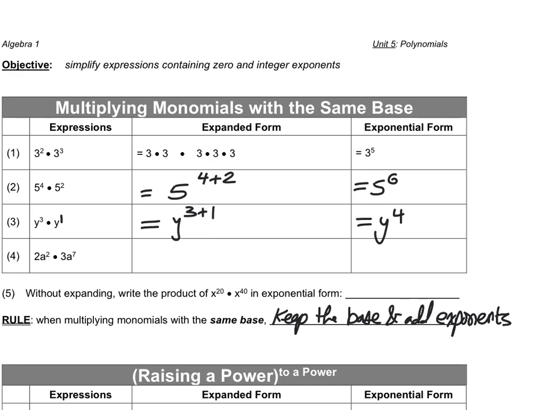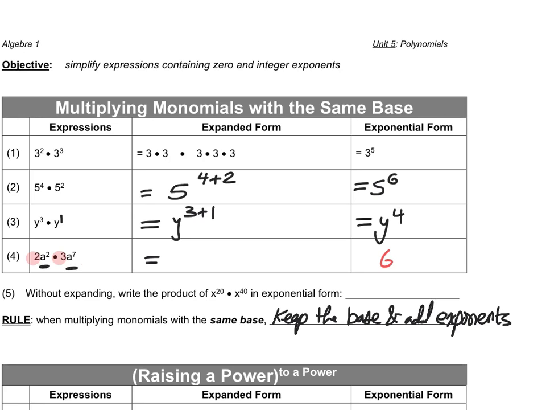So number 4, you have a little bit of a twist on it. It's not a complicated twist. It just has more to do with the fact that there are coefficients. Those coefficients of 2 and 3 have to be accounted for, but you'd take care of that separately. So you would say, okay, 2 times 3 is 6. All right. So what we're going to focus on is just the variable components.